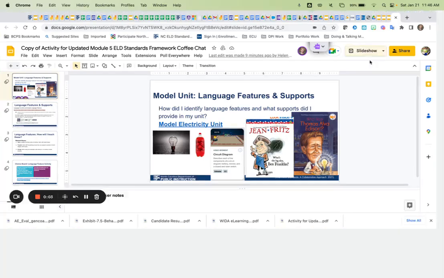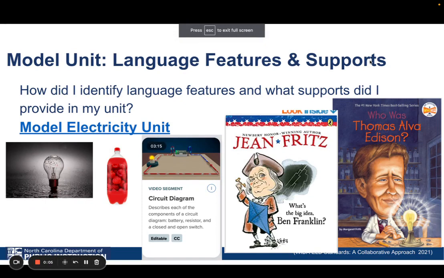So before we begin our activity where we engage with our choice board regarding language features, I'd like to share with you a model unit that I taught to my fourth graders in English language development. We were doing an electricity unit, and within the unit, we read two informational texts.